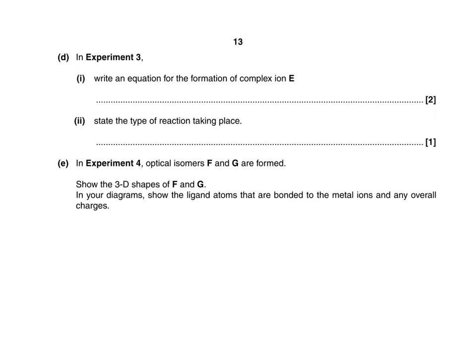Okay, so for experiment 3, we need to write an equation for the formation of the complex iron. Unfortunately, the questions are on the previous page, but if you read through, what we are doing is adding potassium cyanide, which goes yellow. The fact it goes yellow tells you a reaction has taken place, and we are forming E, and E has a molar mass of 211.8.